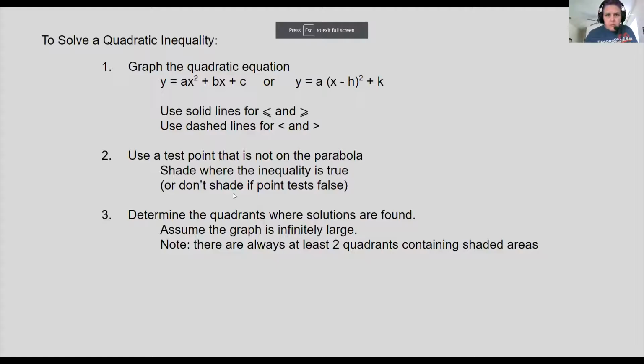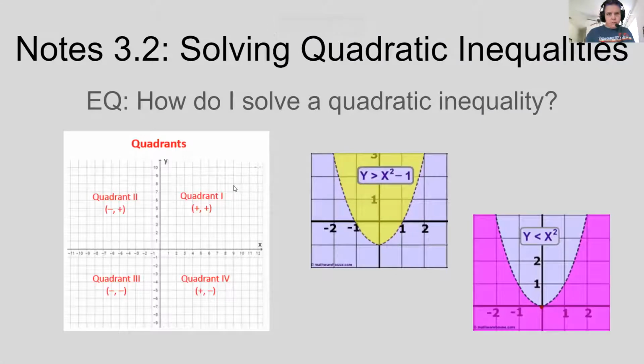I'm going to go over some notes with you guys for lesson 3-2, unit 3, lesson 2, which is graphing quadratic inequalities. There's a slide I put together. It has a couple of pictures on it that may be helpful.